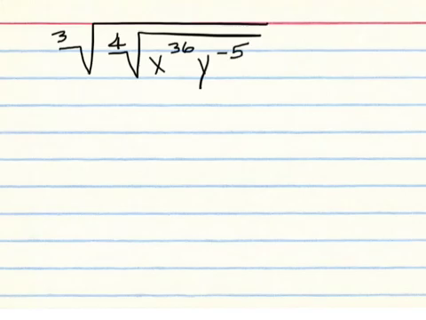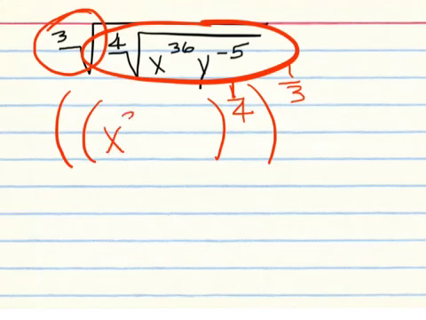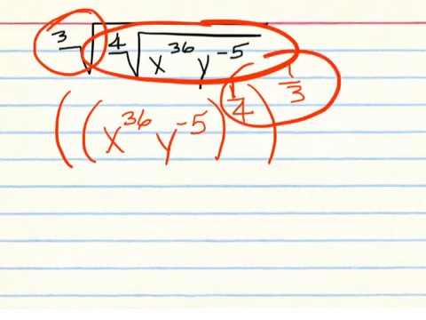On this one, you have a fourth root underneath a cube root. Now don't forget, you can still write these in terms of parentheses and fractional exponents. So for the larger outside portion, that's to the 1/3 power because it's a cube. But inside of it, you have another quantity that's to the 1/4 power. And that would be this item here. x to the 36th power, y to the negative 5th power. You can simplify these two exponents here.